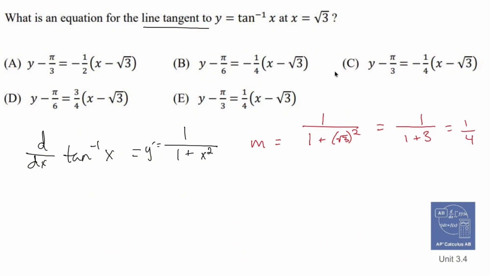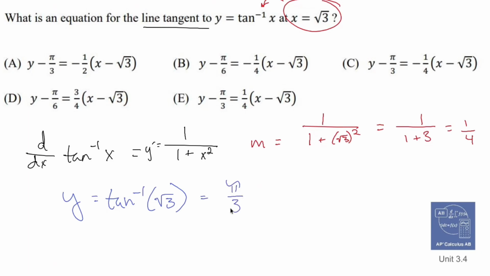Now it gives me an x value, but it doesn't give me the y value. Should I plug that into the derivative? No. If I want the y value, I'm plugging that into the original equation. So what I have to do is find out what y is when I take the inverse tangent of the square root of 3. This is pre-calc stuff, and if you remember it, you get pi over 3. So I have a slope of 1/4, and a point where the x value is the square root of 3 and the y value is pi over 3.